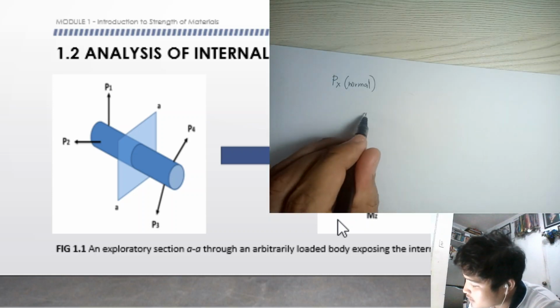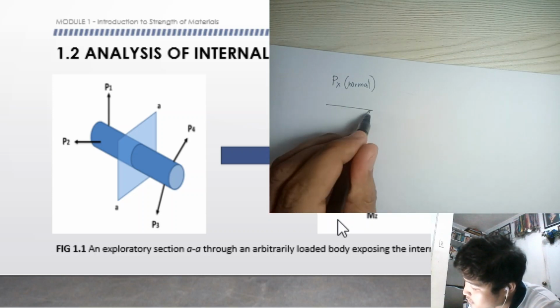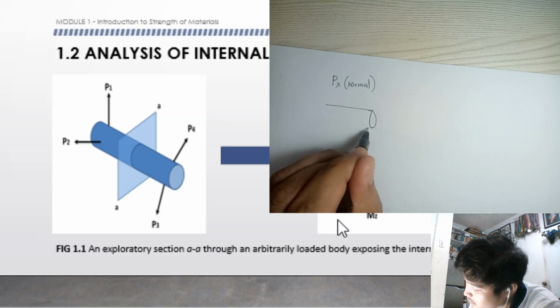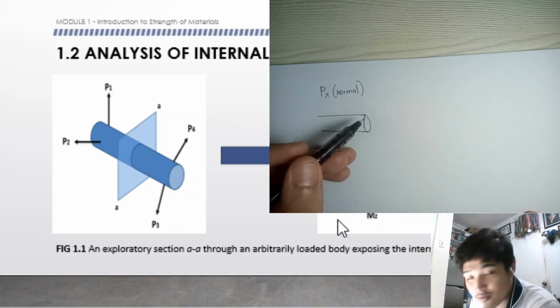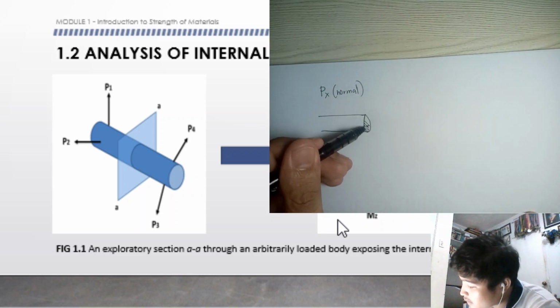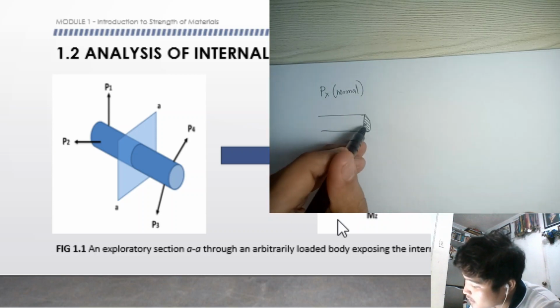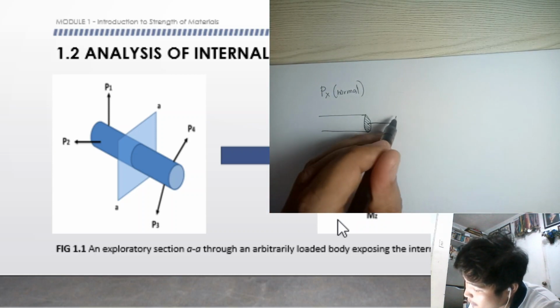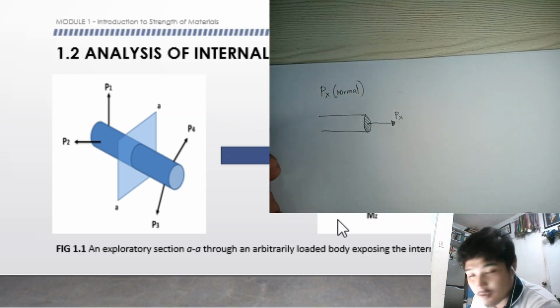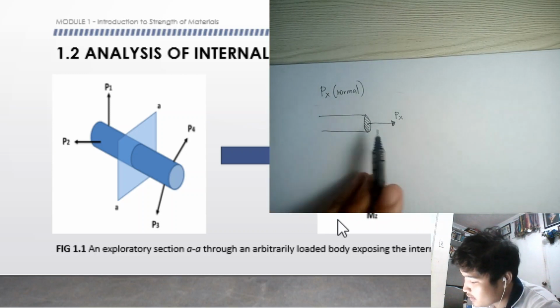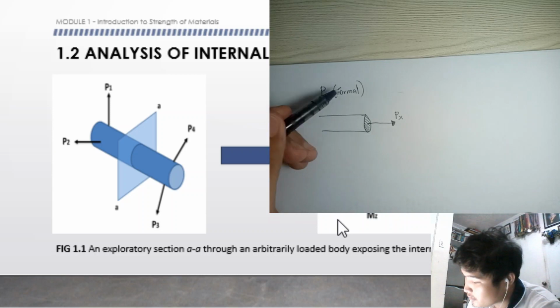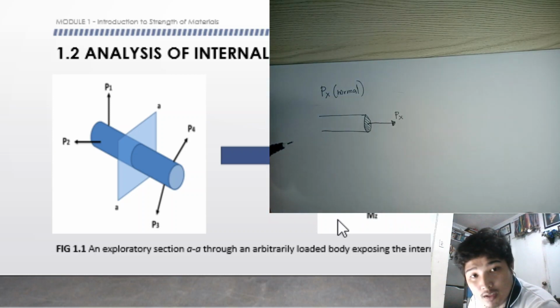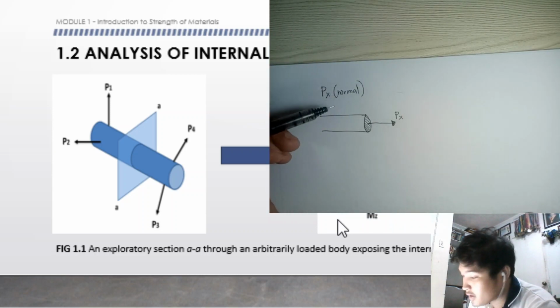So let's say, ito yung kinat na nating section. So, ito yung area. And then, ito siya, PX. Okay, so the area is vertical, the force is horizontal, therefore normal or perpendicular. So mas commonly tinatawag siyang normal.